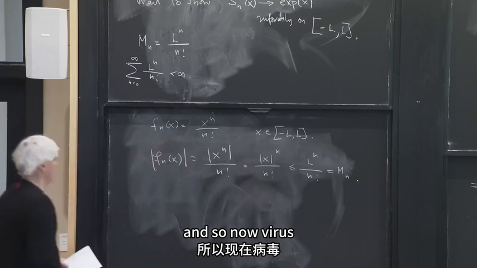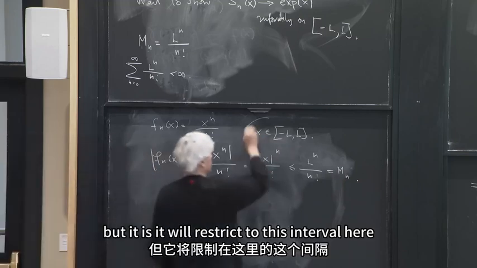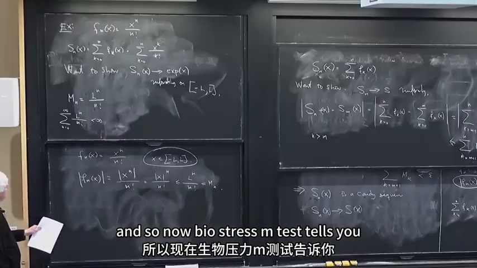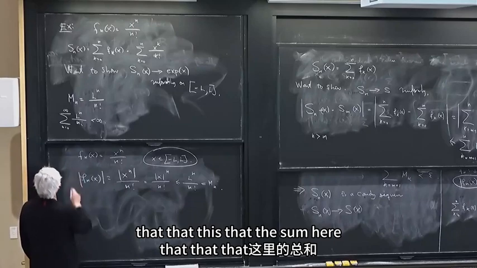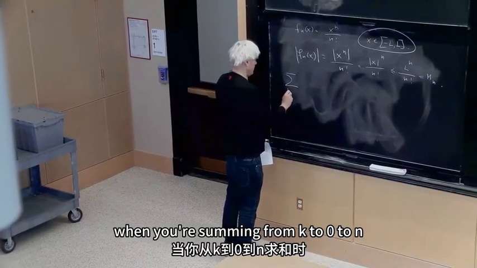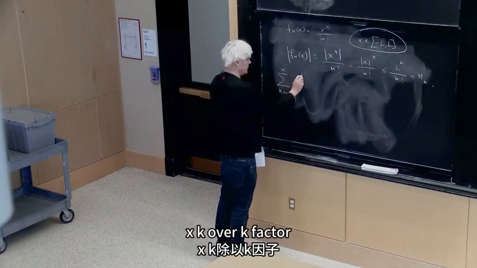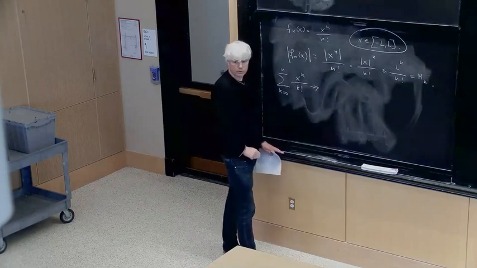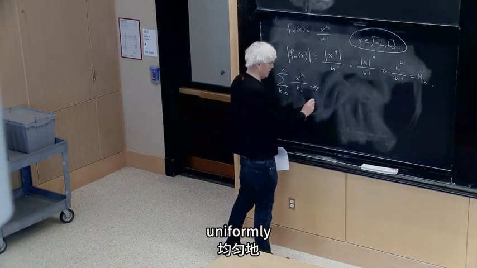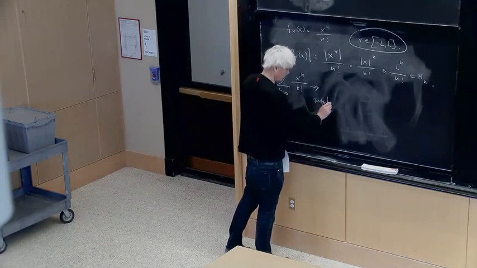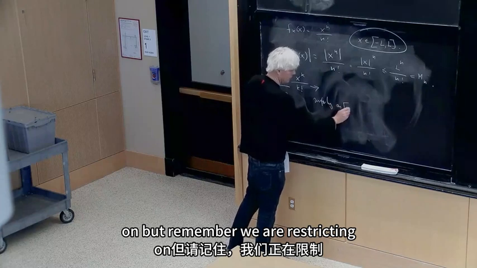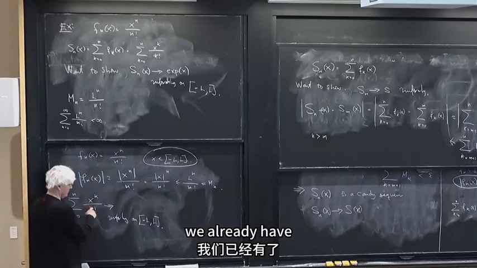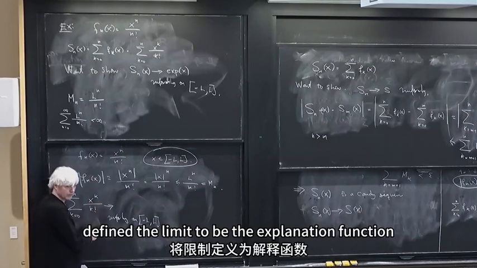And so now, we restrict to this interval here, and the Weierstrass M-test tells you that the sum, when you're summing from k equals 0 to n of x^k over k factorial, actually converges to the limit uniformly on this interval. And the limit here, we have already defined to be the exponential function.